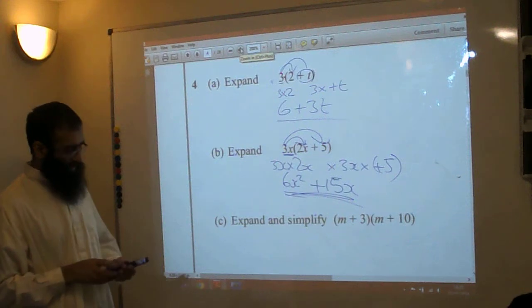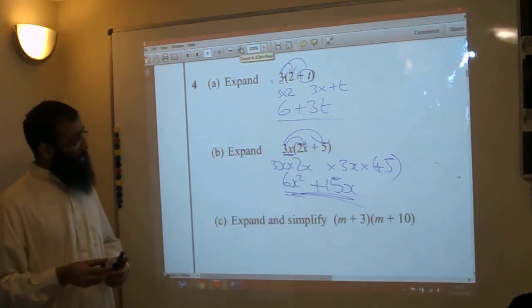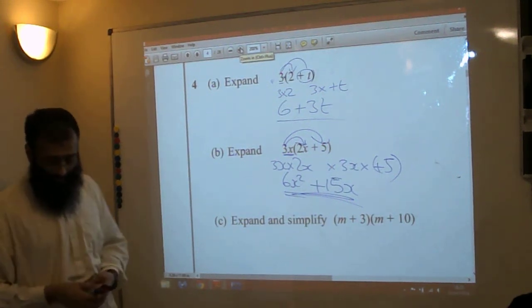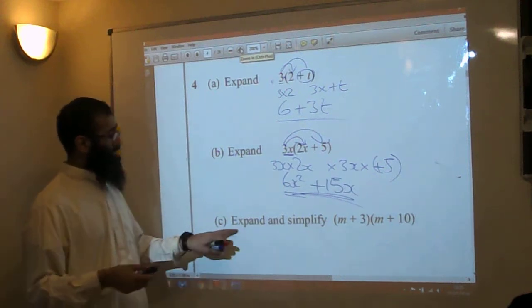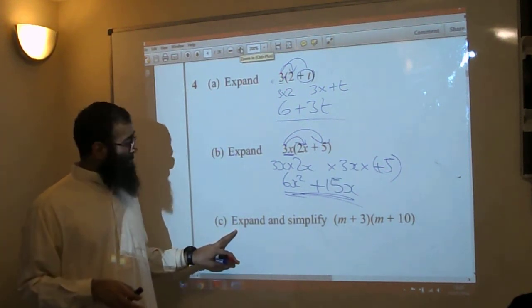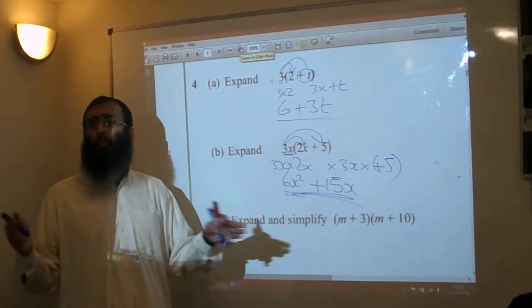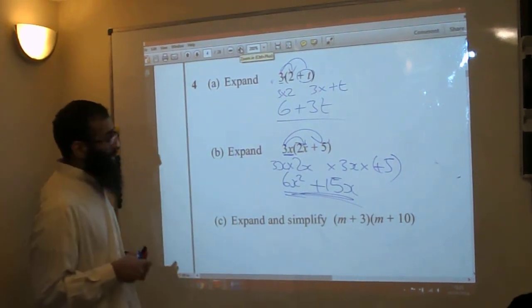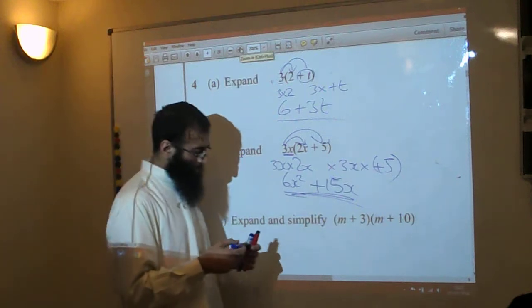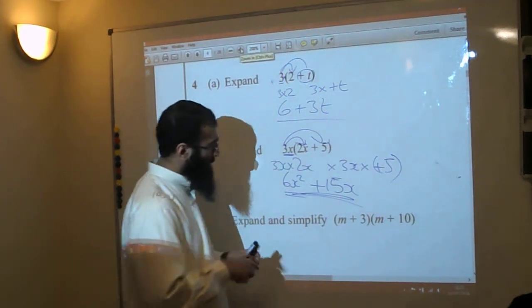Okay, the last one I'm going to try to squeeze in at the bottom. It says simplify. This one's got an extra word, expand, which we know is multiply, and simplify. So simplify means collecting like terms. So let's have a look. Now, when we start this question, let's do this one in red.